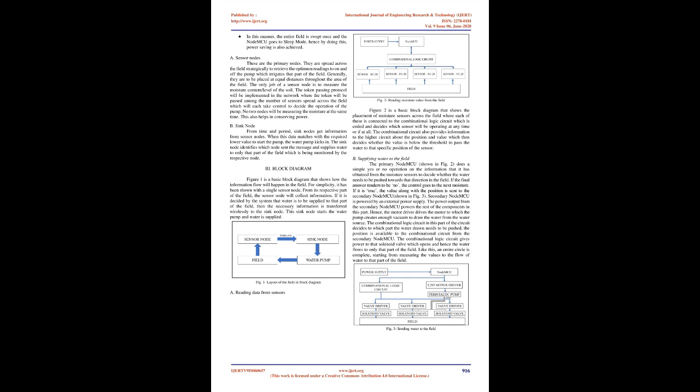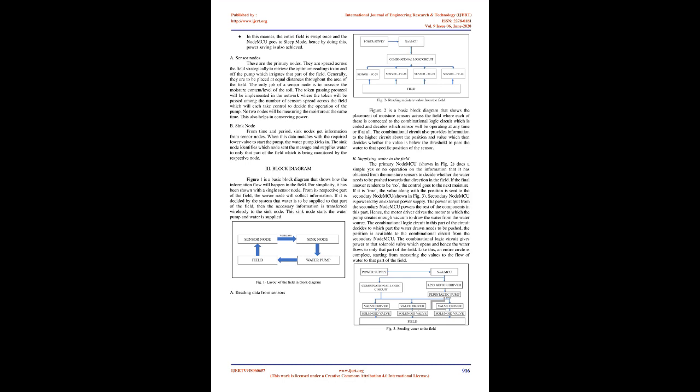3. Block diagram. Figure 1 is a basic block diagram that shows how the information flow will happen in the field. For simplicity, it has been shown with a single sensor node. From its respective part of the field, the sensor node will collect information. If it is decided by the system that water is to be supplied to that part of the field, then the necessary information is transferred wirelessly to the sink node. This sink node starts the water pump and water is supplied.